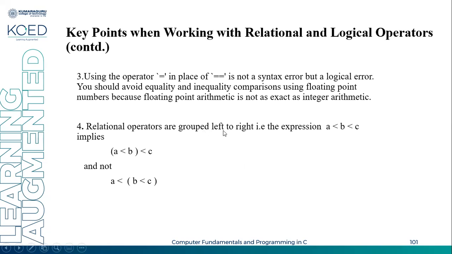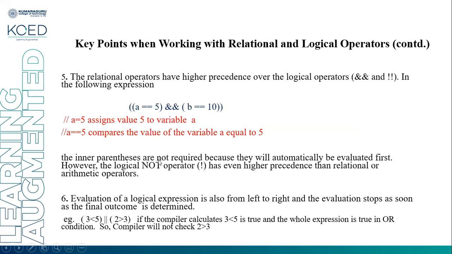The relational operators are grouped from left to right. Take the expression A less than B less than C. The less than operators have equal precedence, so they are grouped from left to right. First A less than B will be compared. Again, this result is compared with C, and then it will return the value true or false. It will not execute from the right side first. It will execute A less than B first, then compare that result with C.